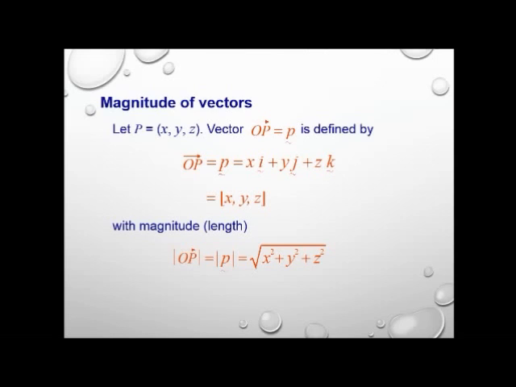Now the magnitude of the vector. Let P lie in the 3 axes, the reference axes x, y and z. The vector OP, which we can also write as P tilde, is defined by OP equals x i cap plus y j cap plus z k cap. The magnitude is given as the modulus of this vector, which is the square root of x squared plus y squared plus z squared.